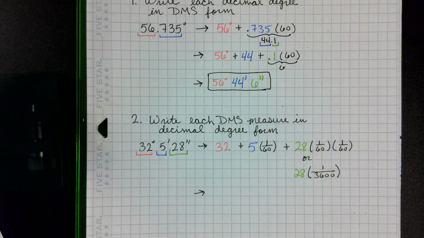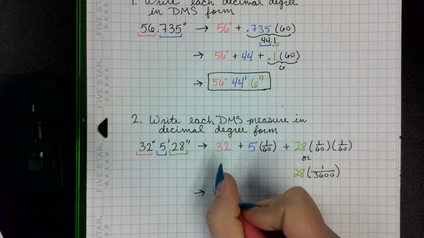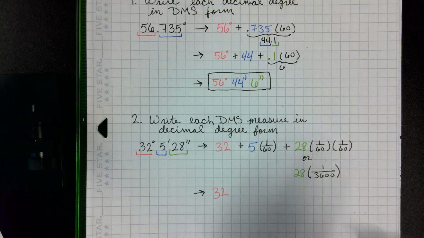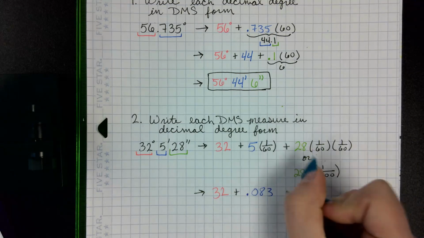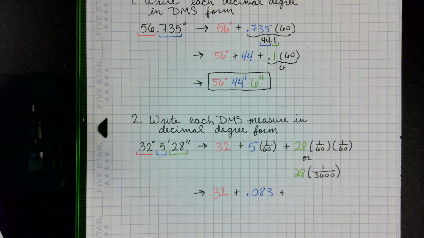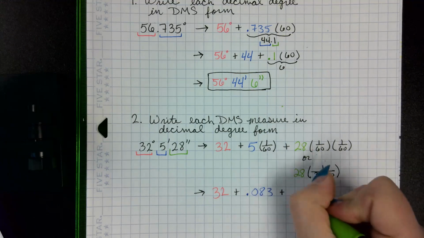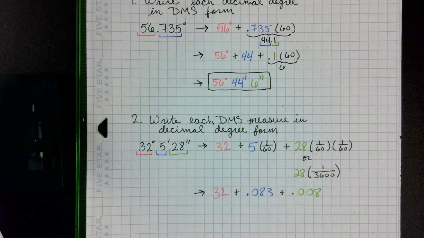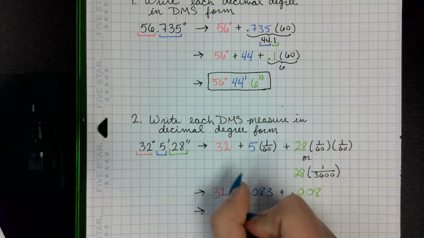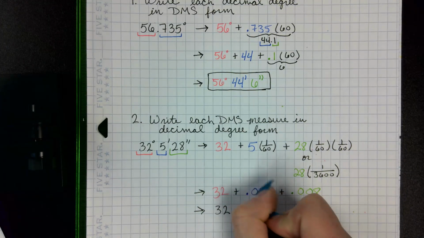So then if we do this, we get 32. And we do 5 divided by 60 is 0.083. Then we do 28 divided by 60 and divided by 60 again. We get 0.008. So for the final decimal degree measure, we're going to add all of this up, put the 3 pieces together, and it would be 32.091 degrees.